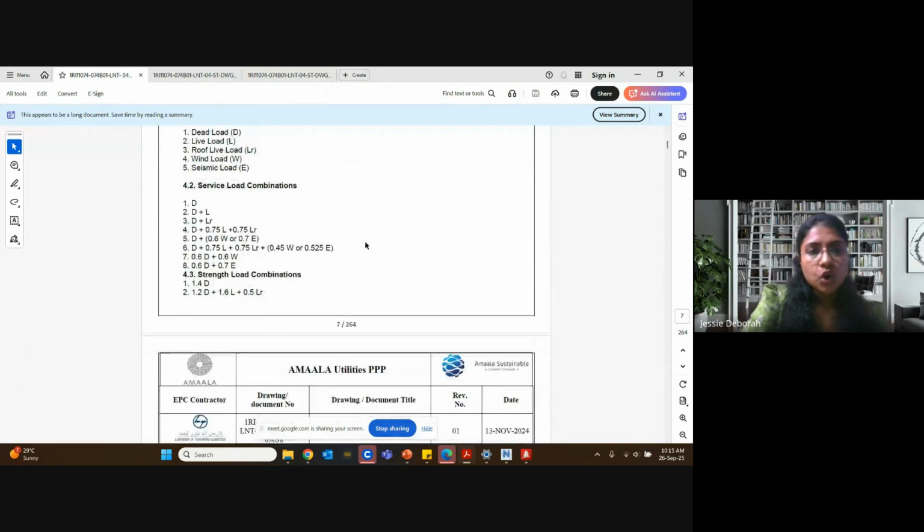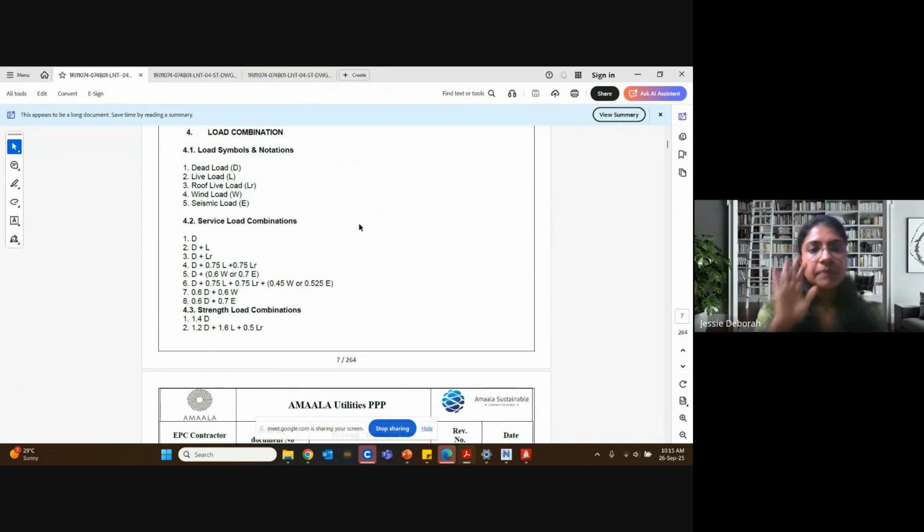Then comes your load combination. In load combination, we take 5 major loads: dead load, live load, roof live load, wind load and seismic load. Based on that, there are service load combinations and strength load combinations. What is service load?